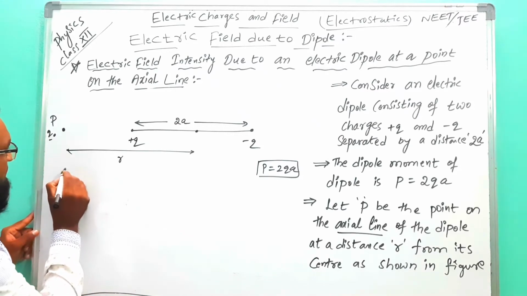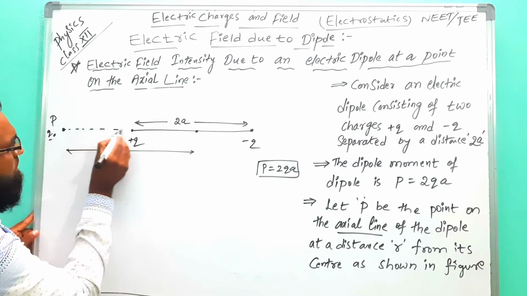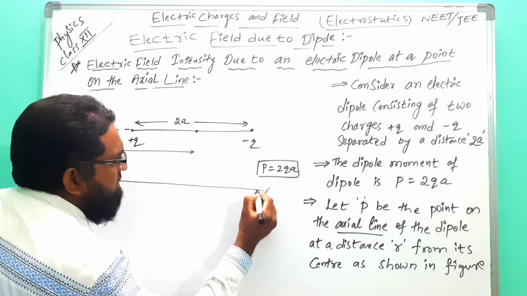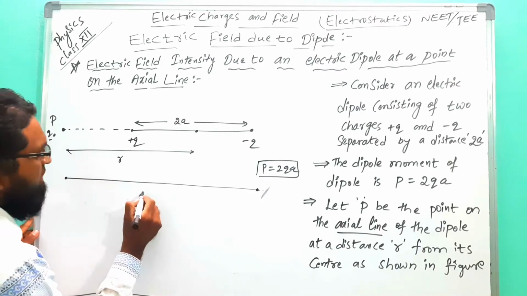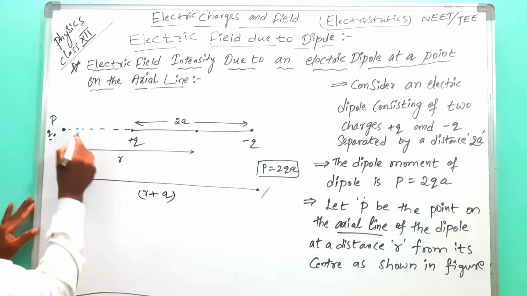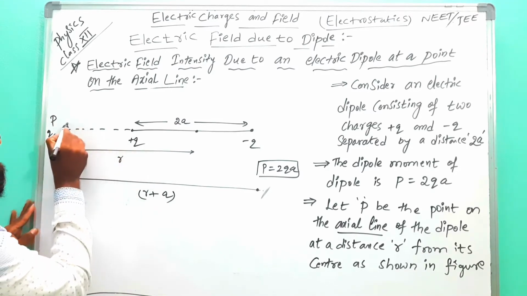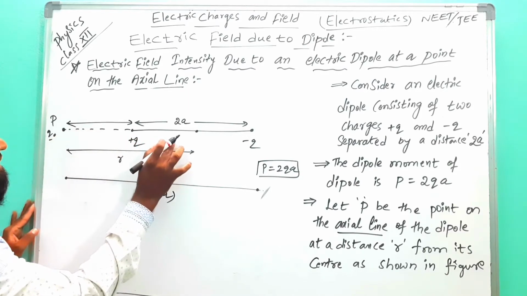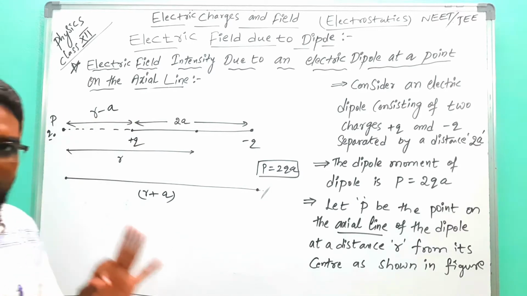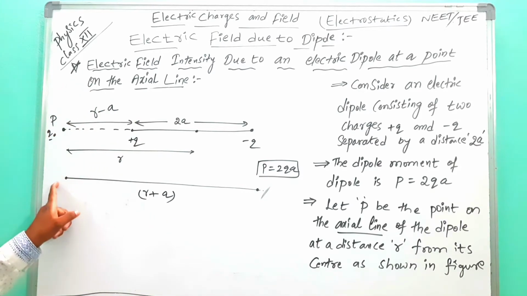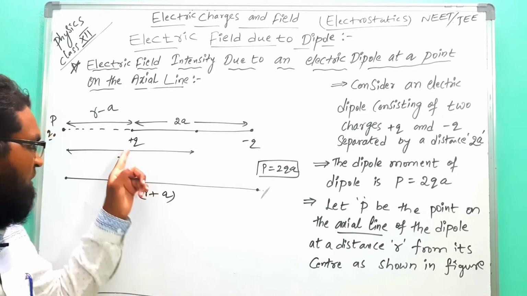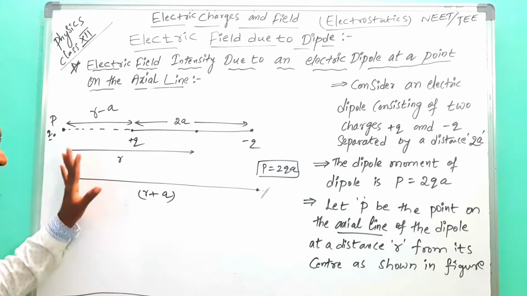See here, first at the point p to point q, minus q point, this distance is the total distance, how much? Here, r plus a. Next, the distance from the plus q point, this is r, this is a, this distance is r minus a. These 2 points are very important: the distance between point p and minus q is r plus a, and between point p and plus q, the positive charge, is r minus a. Up to this point clear, students?